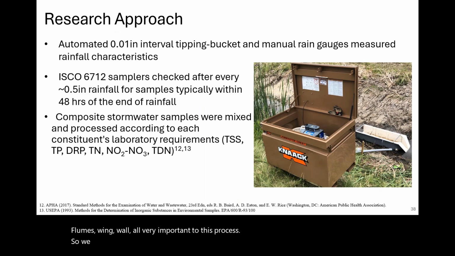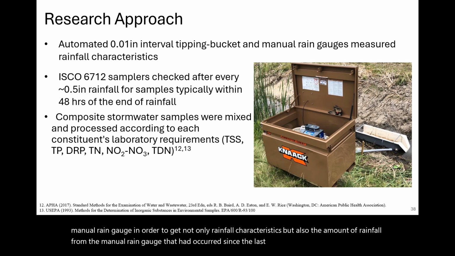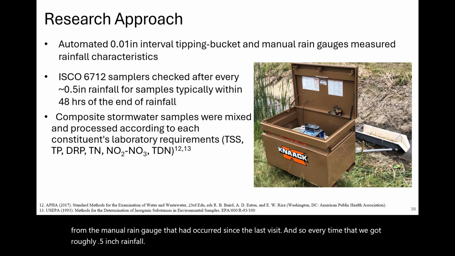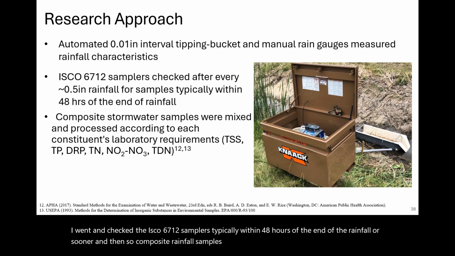So we recorded rainfall characteristics using a 0.01 inch interval tipping bucket and also a manual rain gauge, in order to get not only rainfall characteristics, but also the amount of rainfall that had occurred since the last visit. Every time that we got roughly 0.5-inch rainfall, I went and checked the ISCO 6712 samplers, typically within 48 hours of the end of the rainfall or sooner. Composite rainfall samples were then mixed and processed according to each constituent's laboratory requirement.